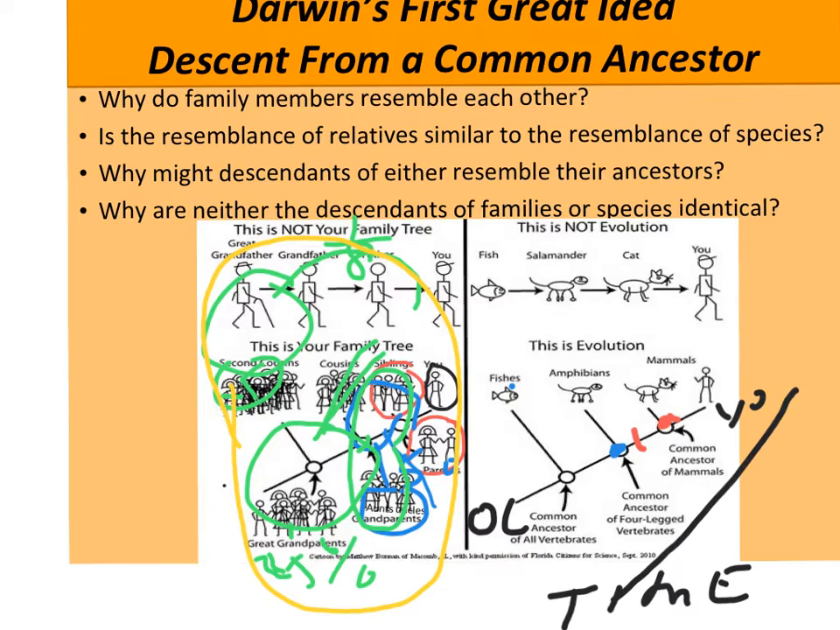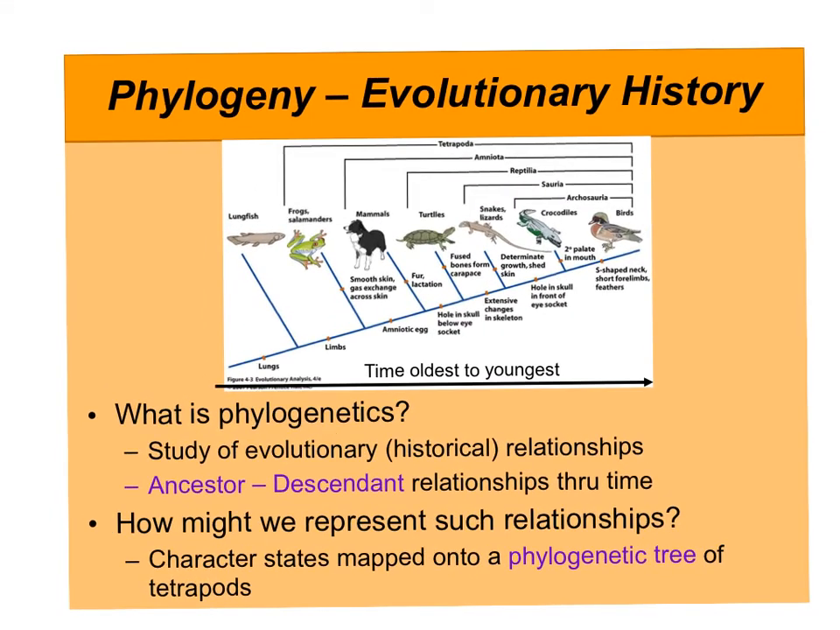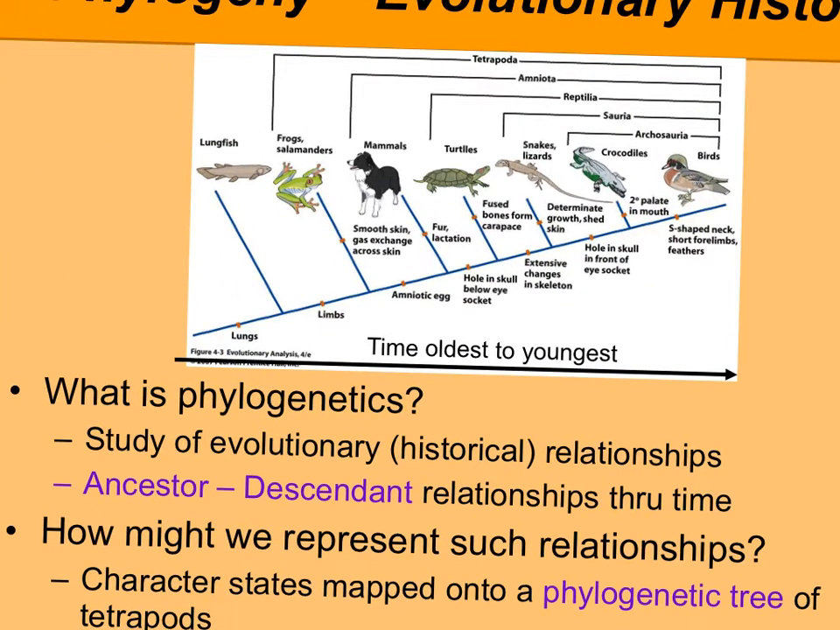Okay, so we're going to go on now. We could show family history or a family tree. We do it with a phylogenetic tree. We show evolutionary history, okay? And this is a phylogenetic tree that I kind of showed you before, that's similar. So, a phylogenetic tree, remember, we're showing time. Going older to younger, okay?